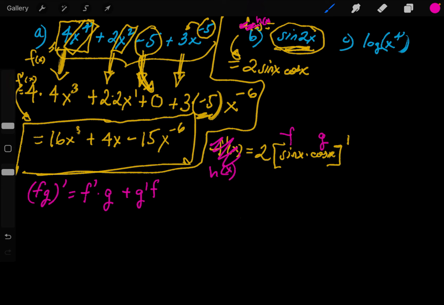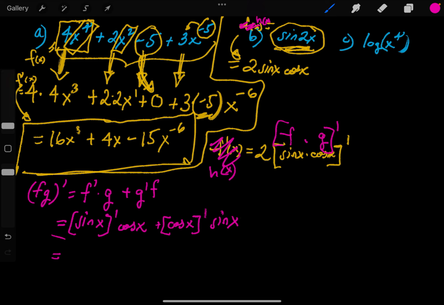So now I can see that this is a product. I'm looking for the derivative of f times g. So what does this mean? It means that it's going to be the derivative of sine times g, the role of g is cosine x, plus the derivative of cosine x times sine. And then now I just need to know that the derivative of sine x is cosine x.